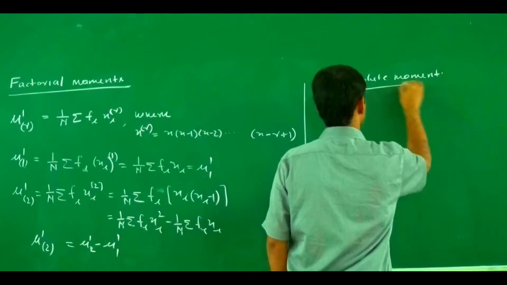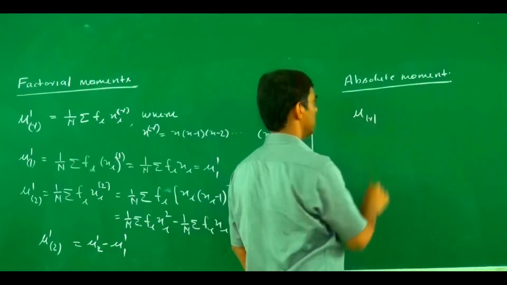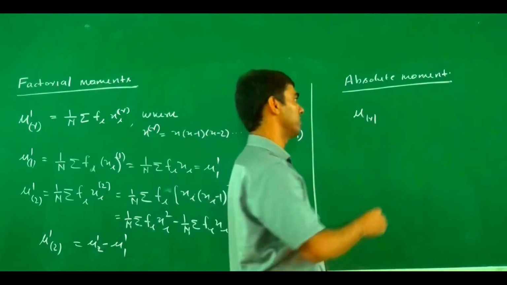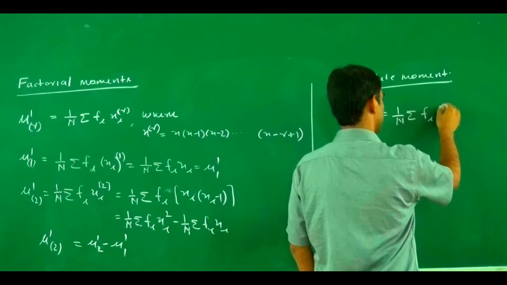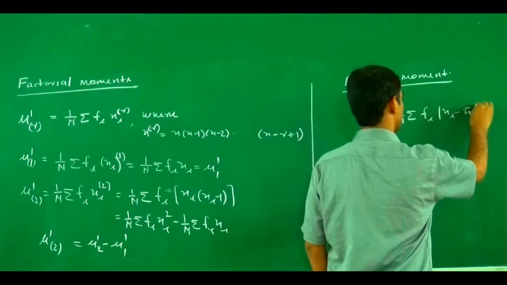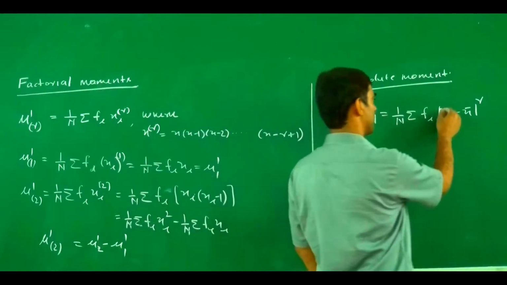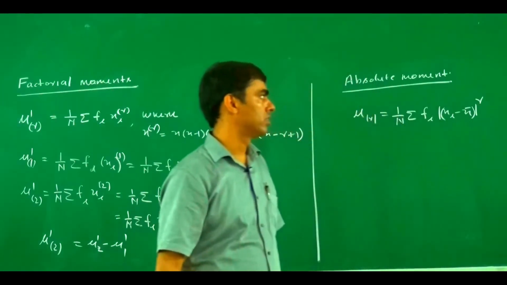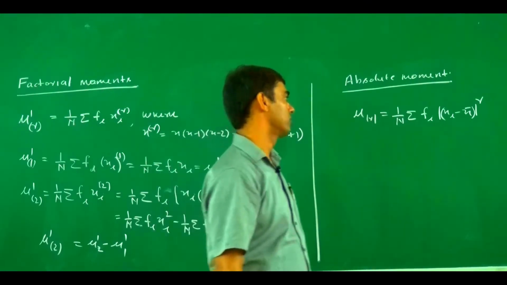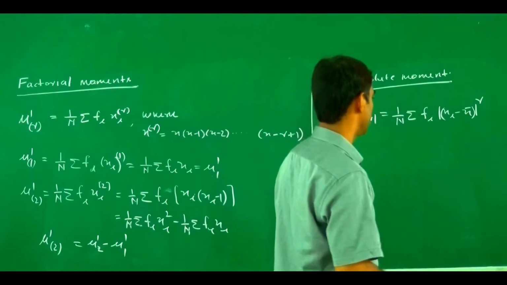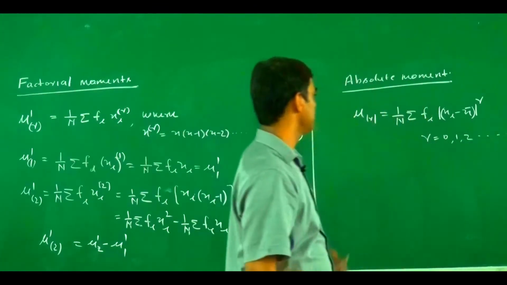Absolute moment is denoted by mu with the absolute value, and this is a notation. How do we define it? It is 1 upon n summation of fi times the modulus of xi minus x bar, to the power r. So this is the absolute moment, where r ranges over 0, 1, 2 and so on.